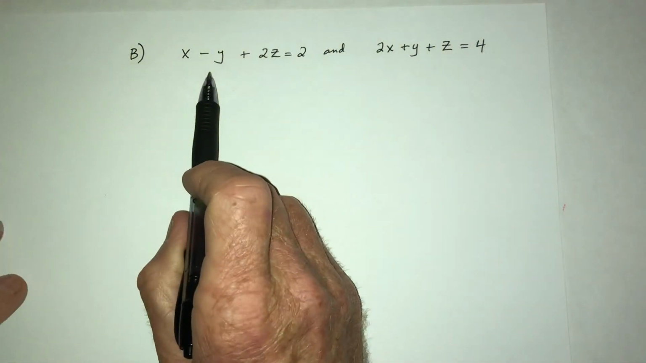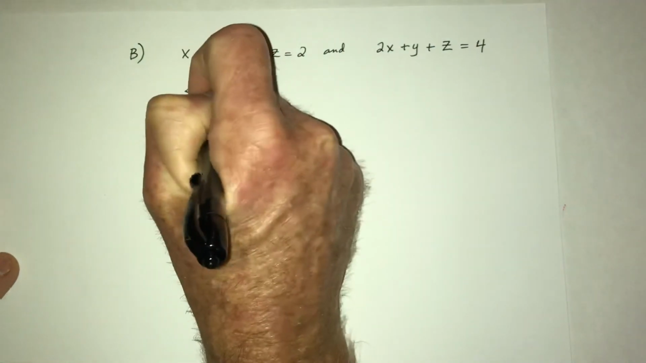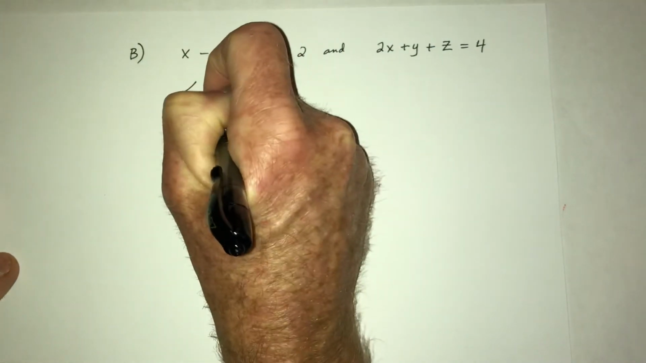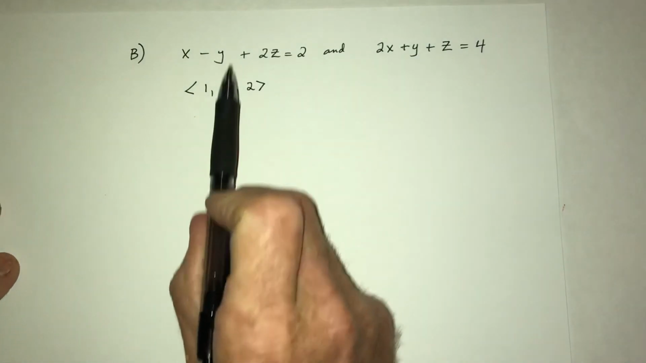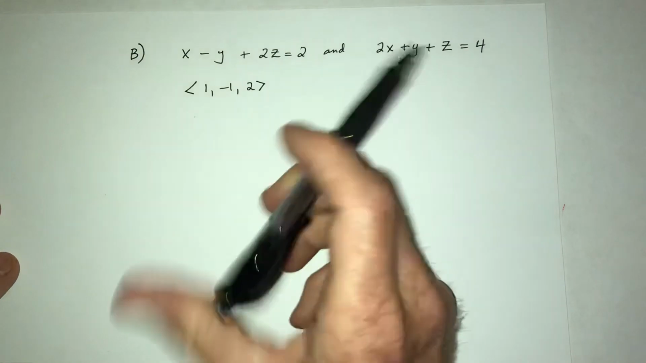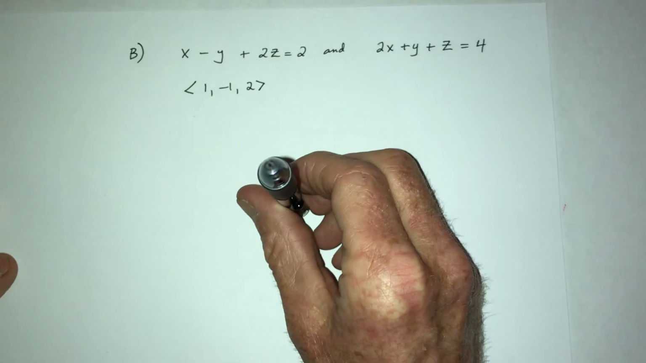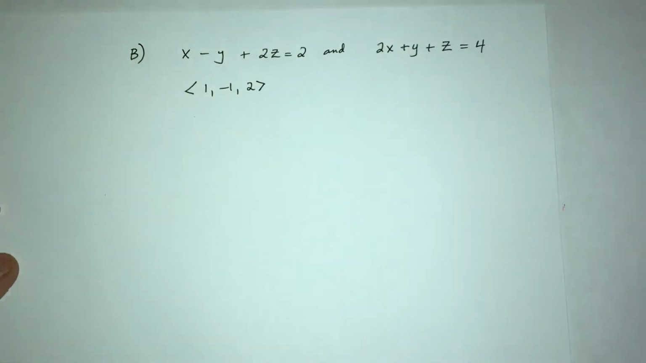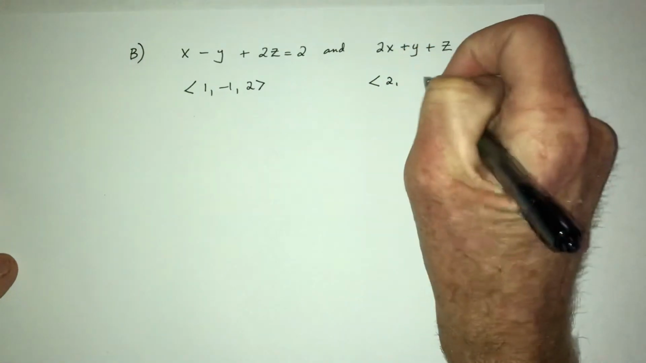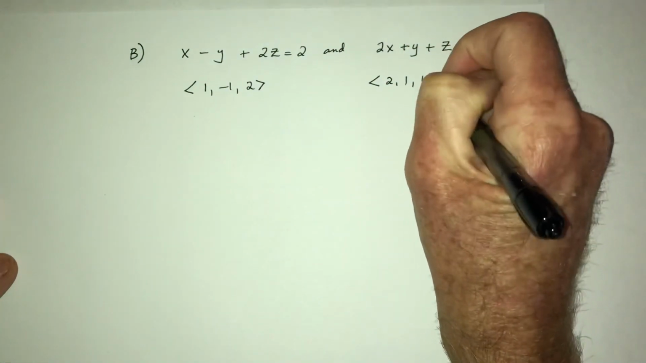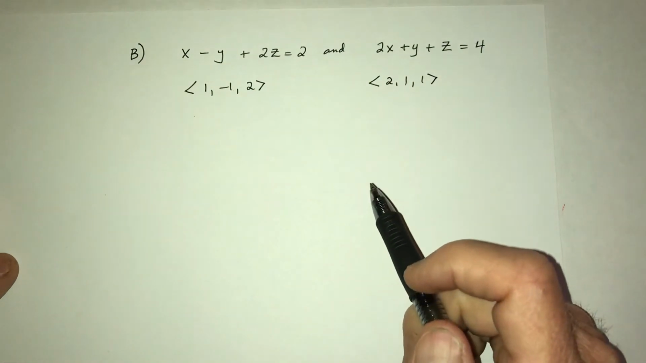Well, for this one, if you take the numbers in front of x, y, and z, that will give you a vector. So that was 1, negative 1, and 2. Keep in mind this vector is perpendicular to this plane. So that would be like, if we're talking about the piece of paper, that would be this pen going straight up. It's perpendicular to it. This one's vector would be 2, 1, 1. Also, that one's perpendicular to its plane.